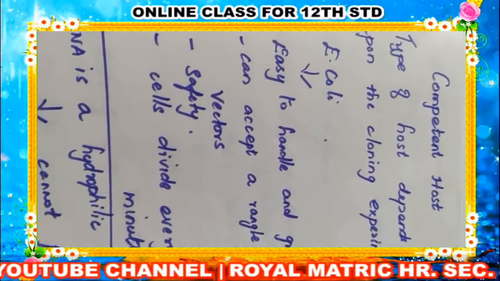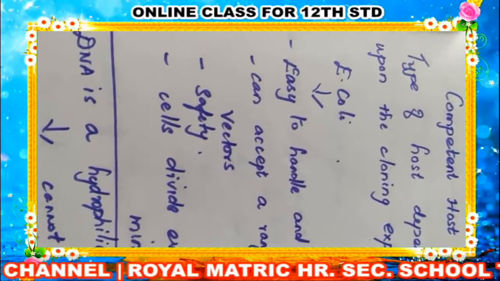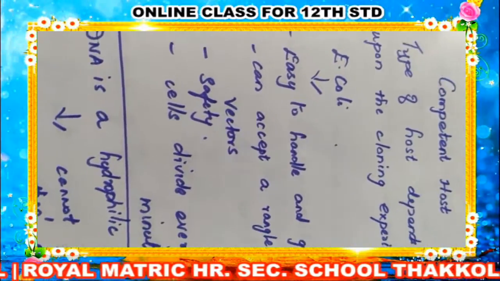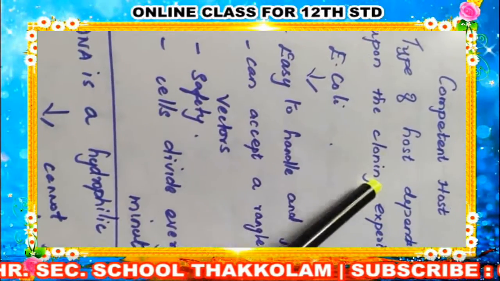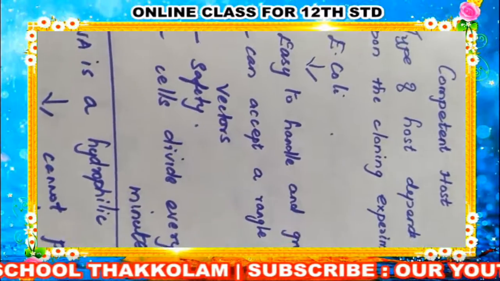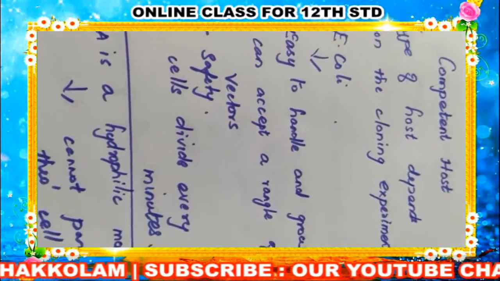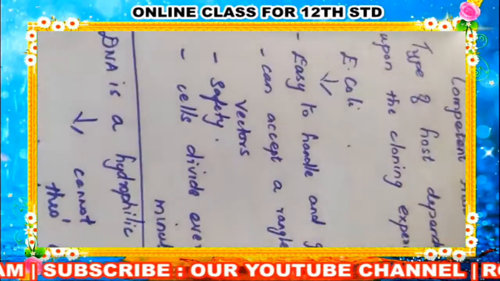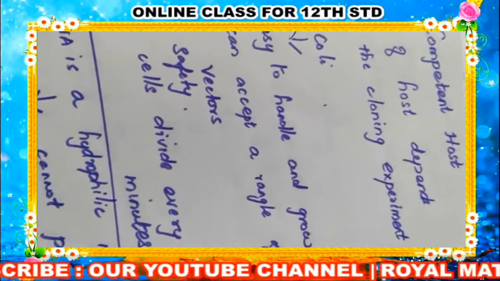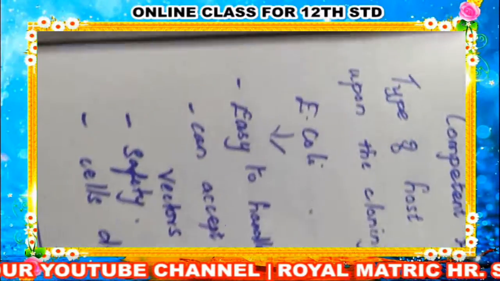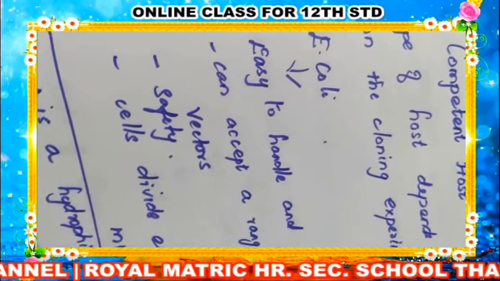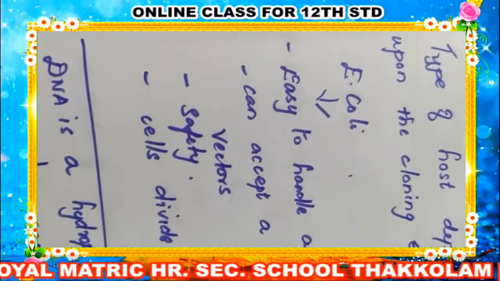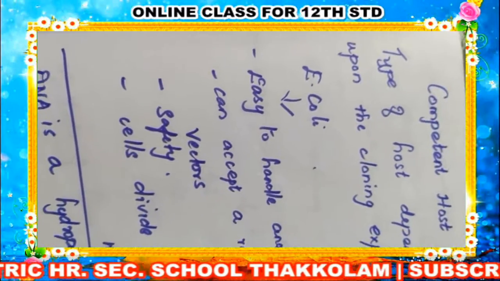It should be a competent host. Competent means what? It should be capable of holding the vector. To hold the vector, it should be competent. The type of host depends upon the cloning experiment. If it is a different type of cloning, different types of vectors are used. For example, the host most commonly used is E. coli. The type of host cell depends upon the cloning experiment.